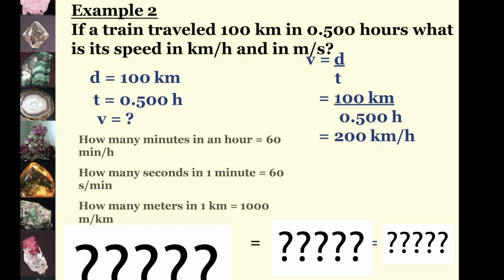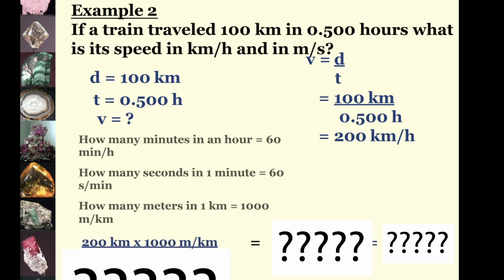Now, let's go here. How many minutes in an hour? 60 minutes in an hour. How many seconds are in 1 minute? 60 seconds in a minute. How many meters in a kilometer? 1,000. So what we would do here is 200 kilometers times 1,000 meters a kilometer, and this is going to get how many meters we are going to be traveling.